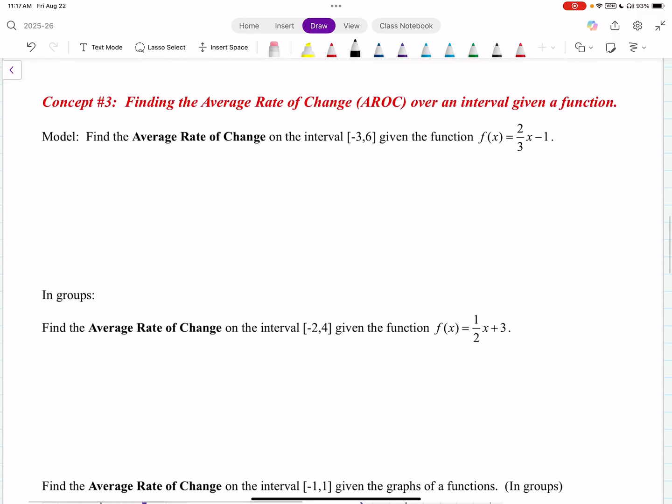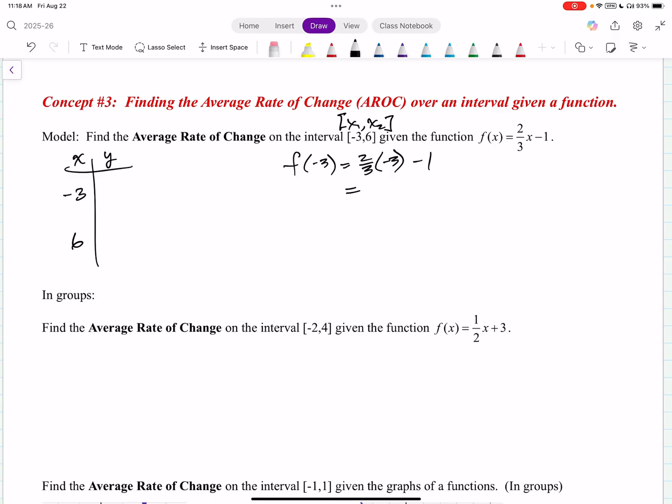Concept 3, find the average rate of change on an interval, given the function. Here the interval is from -3 to 6. These are x values from, let's say, x1 to x2. So x1 to x2, there's your interval. Let's set up a table here just to get organized. From -3 to 6, there's our interval, and then we need some y values for the function. To get a y value, we substitute the x value in. So let's show our thinking right through here. f of -3 is equal to 2/3 times -3 minus 1.